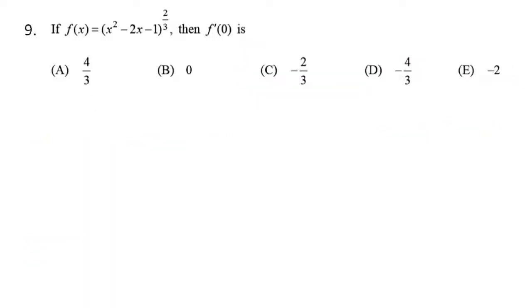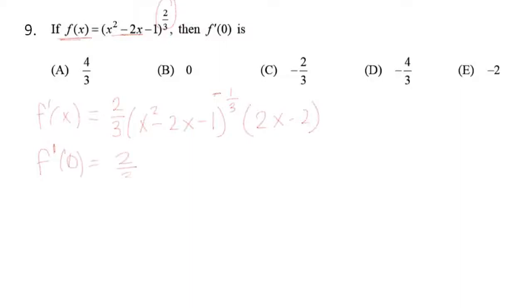All right, with number 9, we need to find f prime at x. We need to do the derivative and then plug in 0. So let's see what f prime looks like. This is a good case where we're going to have to do the chain rule. We have an exponent out here, so we have a function raised to a power. So we have 2/3 times x squared minus 2x minus 1, and then 2/3 minus 1 is negative 1/3, and then times the derivative of the inside, so 2x minus 2.